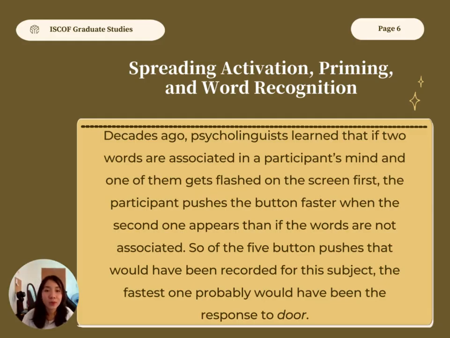Decades ago, psycholinguists learned that if two words are associated in a participant's mind and one of them gets flashed on the screen first, the participant pushes the button faster when the second one appears than if the words are not associated. So, of the five button pushes that would have been recorded for the subject, the fastest one probably would have been the response to door.